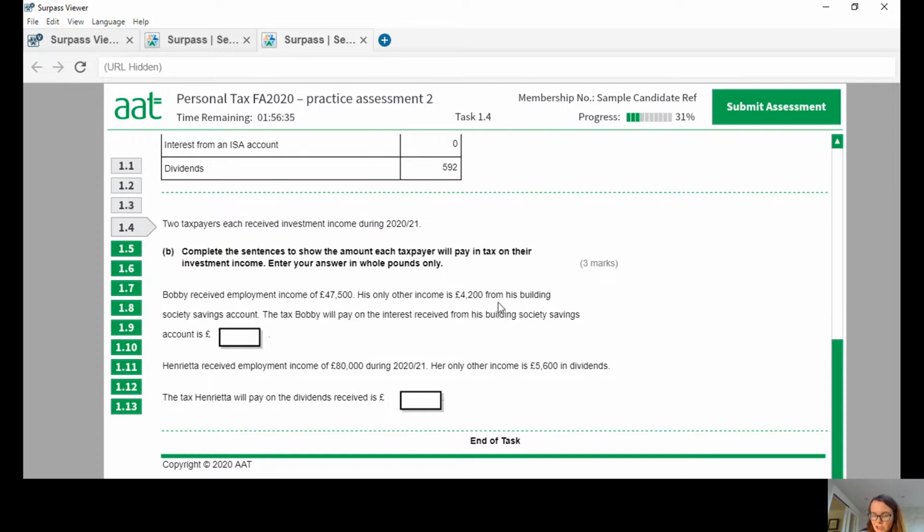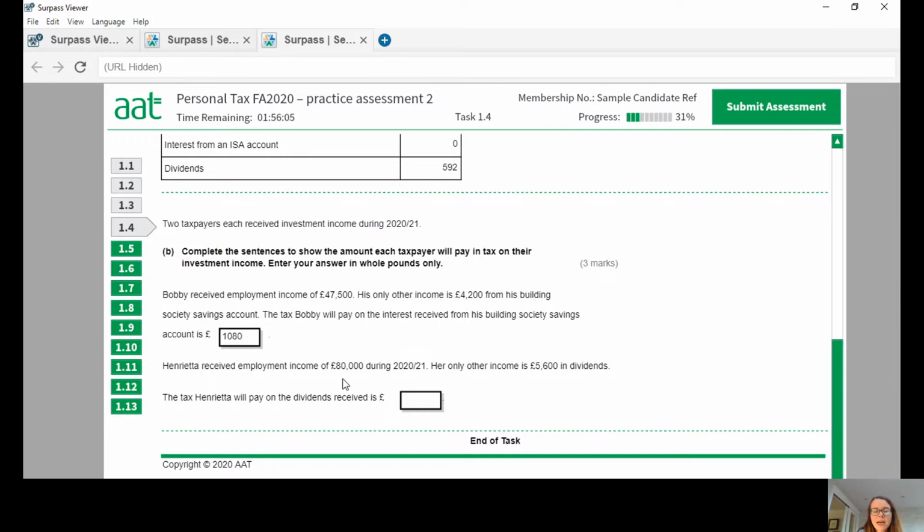All right, so you've got 500 at 0, which obviously equals 0. You've got 2,000 at 20%, which is £400. And then you've got 1,700 at 40%, which is 680. And if you add that all together, you get 1,080 as the tax. Right, last bit. That was quite nasty, that one.